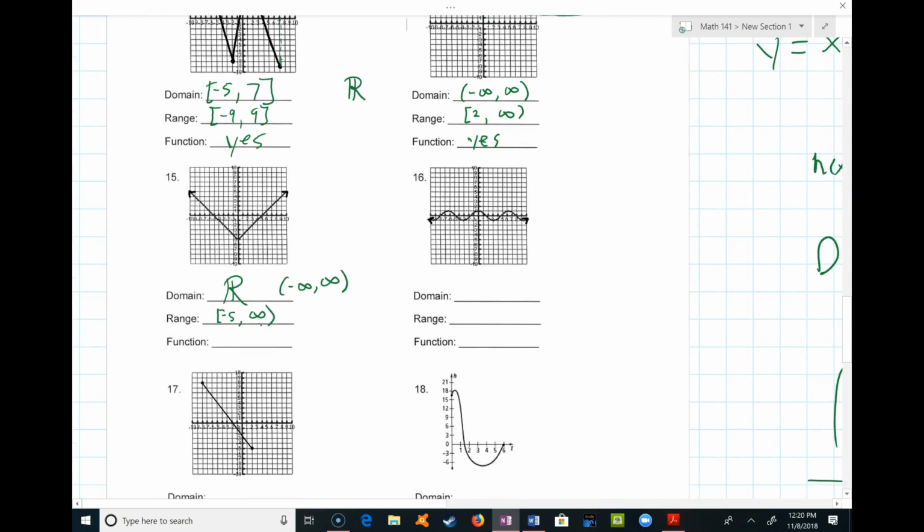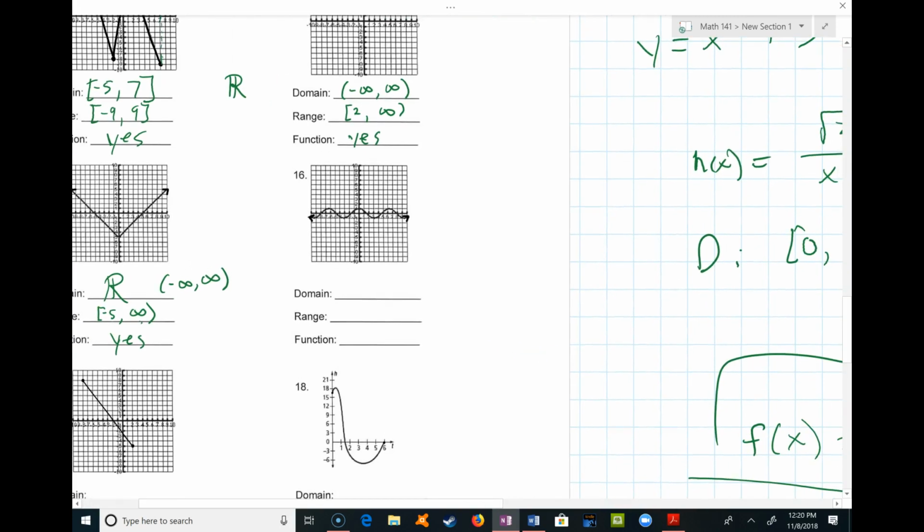Okay, and here's another one. This is a function, and again, it's all real numbers, or from negative infinity to positive infinity, because these arrows go forever to the left and forever to the right. But as far as the range is concerned, the lowest number is -5. And notice we put a square bracket there.